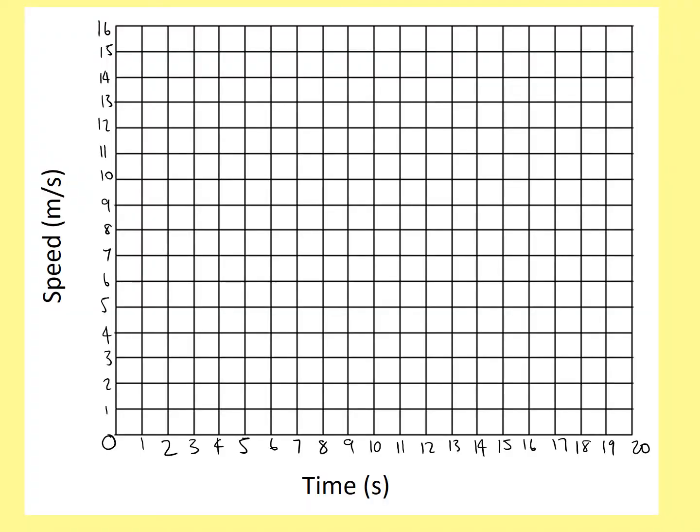And we can plot this data on our graph as well. So at 0 seconds, the speed was 0 meters per second. After 1 second, the speed had gone to 3 meters per second. After 2 seconds, it was 6 meters per second. After 3 seconds, 9 meters per second. After 4 seconds, 12 meters per second. After 5 seconds, 15 meters per second. And after 6 seconds, it was 18 meters per second, but that doesn't quite fit onto my graph.